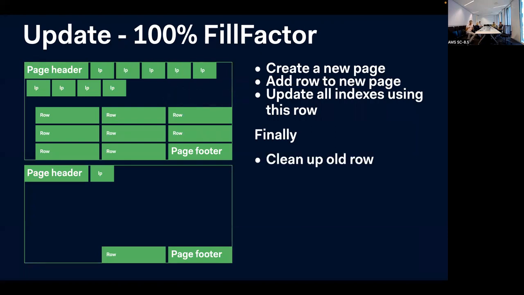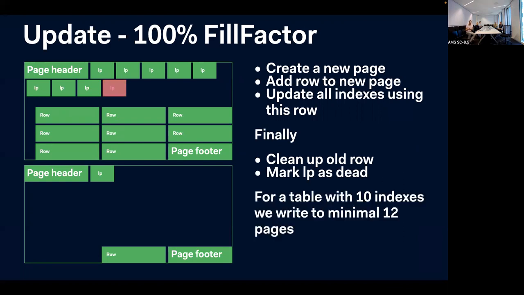So when you now look at the very first page, there's one space available for one hot update on the first page. So even when you have a 100% fill factor on your table, you can still do hot updates, because now we moved one row from the first page to the second page. So there's one vacancy on the first page. Of course, we have to mark the line pointer as being dead on the first page. And if we have a table with 10 indexes, we write to at least 12 pages in this case.